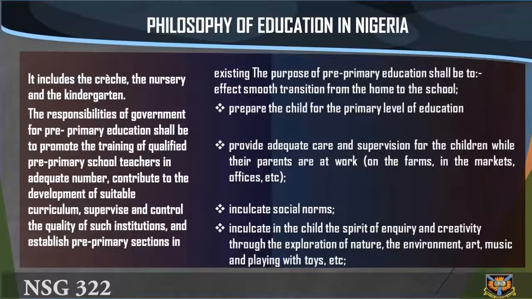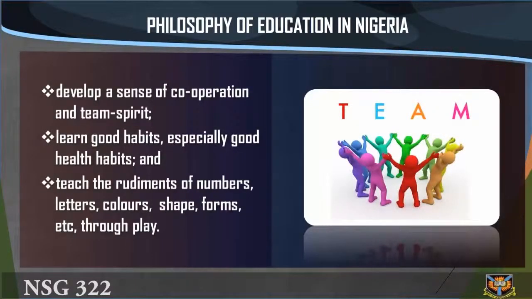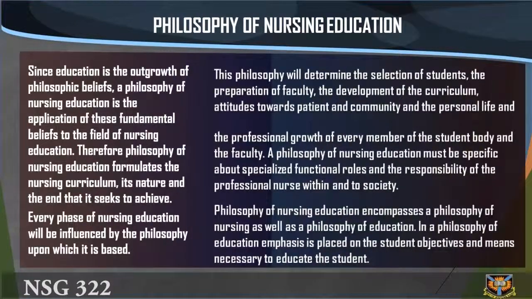existing. The purpose of pre-primary education shall be to effect smooth transition from the home to the school, prepare the child for the primary level of education, provide adequate care and supervision for the children while their parents are at work, on the farms, in the market, office, etc. Inculcate social norms. Inculcate in the child the spirit of inquiry, creativity through the exploration of nature, the environment, art, music, and playing with toys. Develop a sense of cooperation and team spirit. Learn good habits, especially good health habits, and teach the rudiments of numbers, letters, colors, shape, forms, etc. through playing.